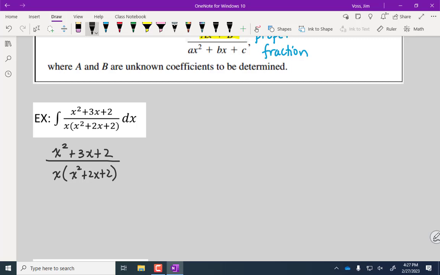ABC, ABC. They talk about the quadratic formula, Ax squared plus B.